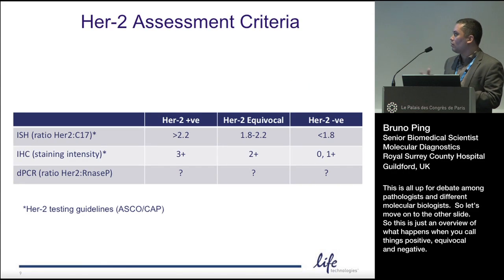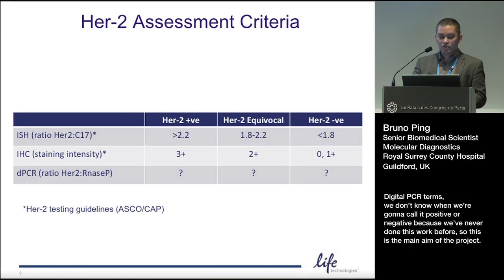This is just an overview of what happens when you call things positive, equivocal, and negative. In digital PCR terms, we don't know when we're going to call it positive or negative because we've never done this work before. So this is the main aim of the project.